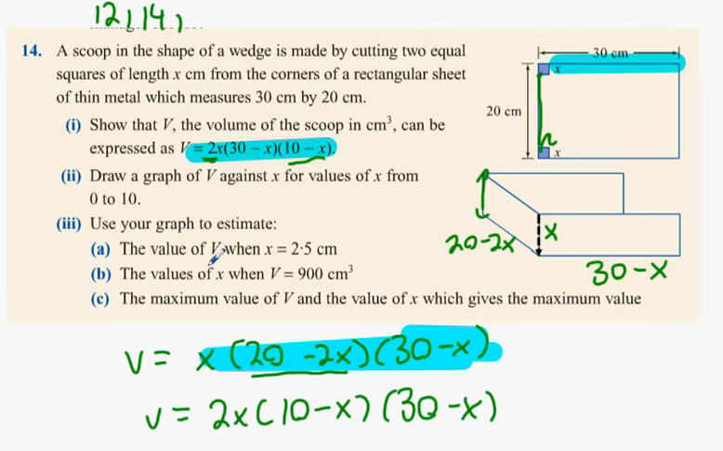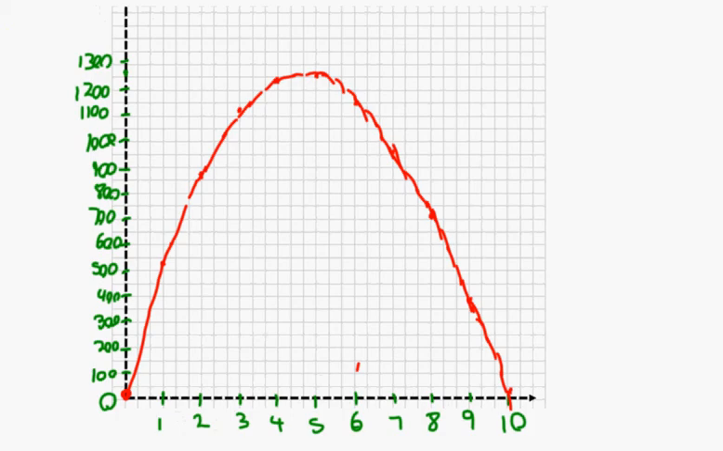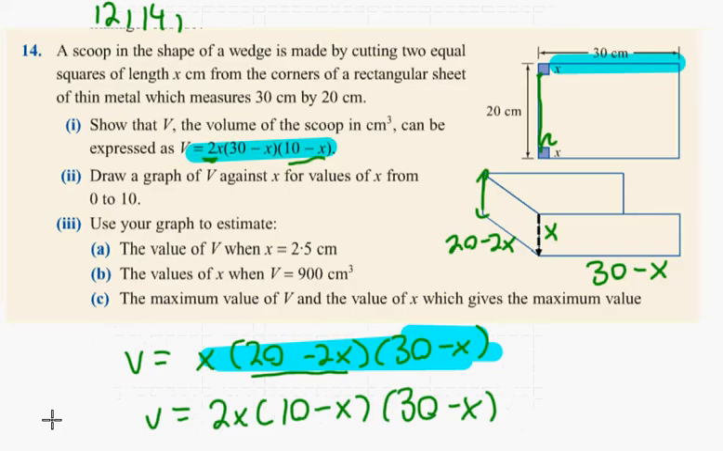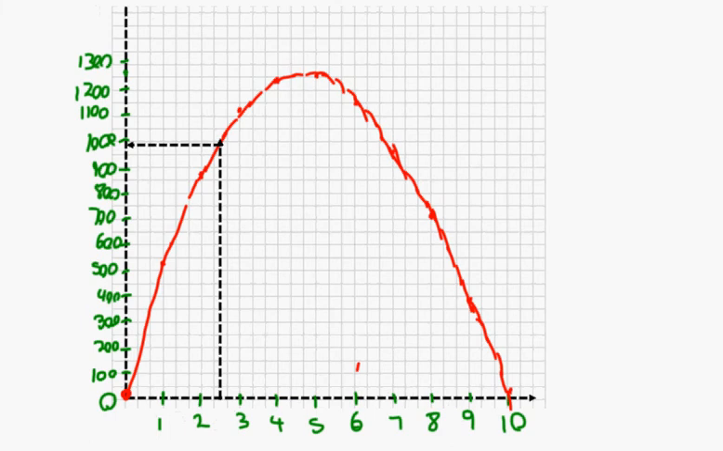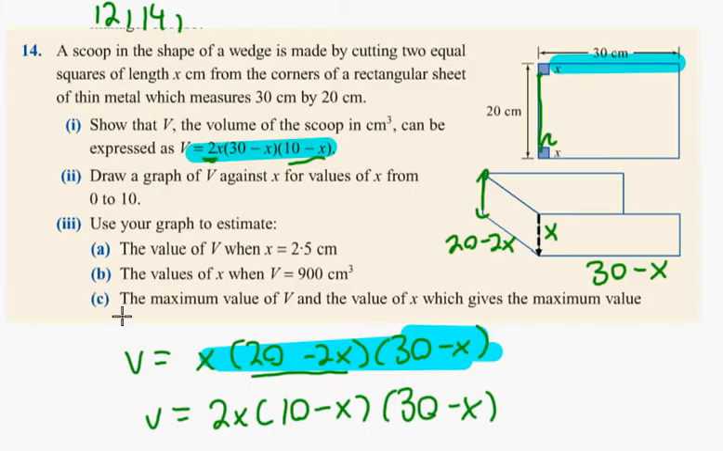Use your graph to estimate the V value when x equals 2.5. So when x equals 2.5, then about 1000. Okay. Next one after that. Value of x when v equals 900. That'd be 2.3 because it's up in threes, so let's say 2.16, something like that. Yeah, 2.2ish. Alright.